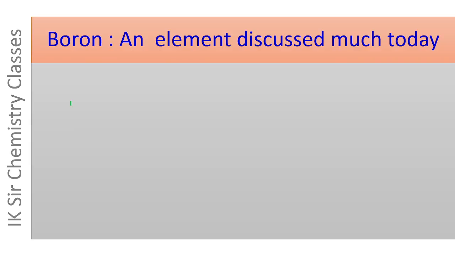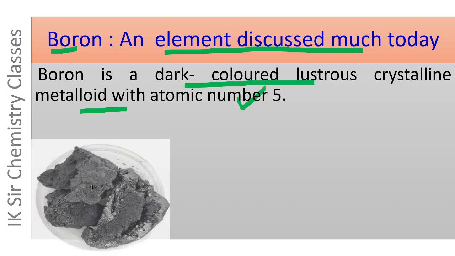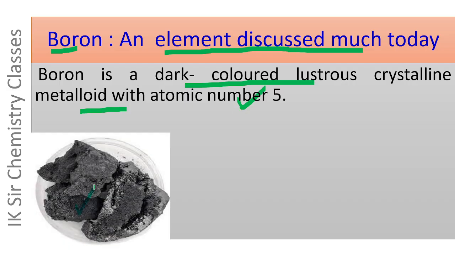And now the main topic, boron, which is an element discussed much today. Boron is a dark colored lustrous crystalline metalloid with atomic number 5.